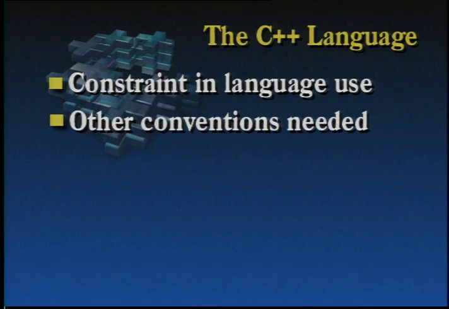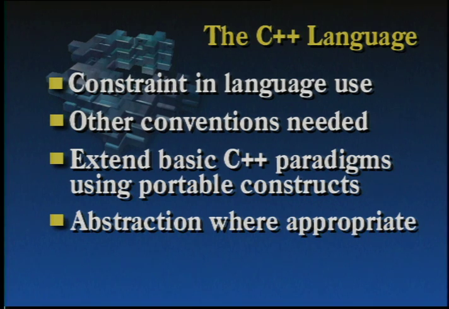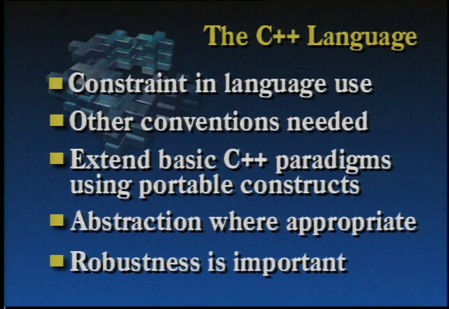So to recap, in MFC, we've used some constraint in using the C++ language. We've added more conventions on top of standard C++, and done so using very portable C++ constructs. We've used abstraction where appropriate. We've designed our class library to be very efficient. And we've added features to make it possible to build very robust applications by supporting exceptions and a lot of built-in diagnostics as well.